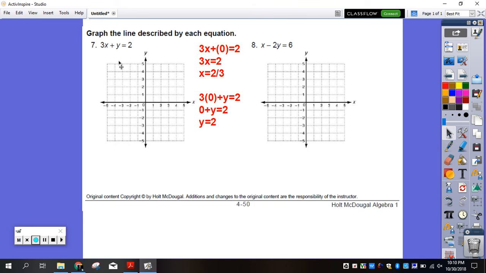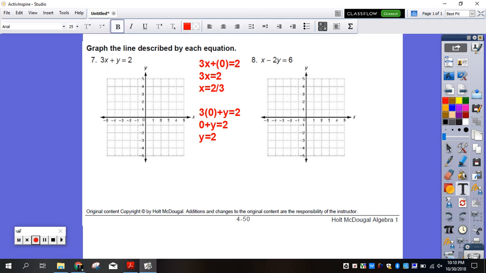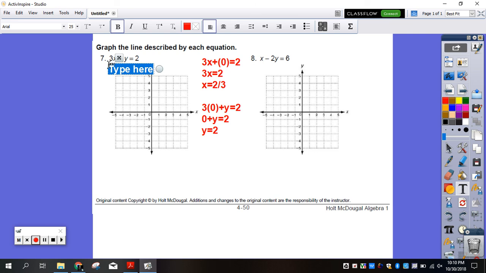So I'm also going to show you how to get this in slope-intercept form. Slope-intercept form is where y equals mx plus b, or y is by itself. So in order to get this equation in slope-intercept form, I need to isolate the y. It's 3x plus y equals 2. If I undo adding this positive 3x to the y, I can move the 3x to the other side of the equal sign. So I would do that by subtracting 3x from both sides.